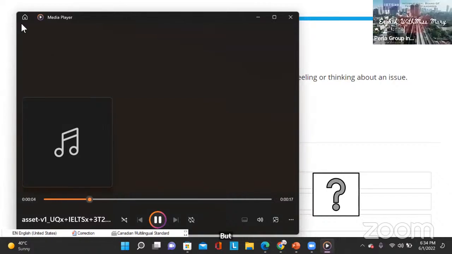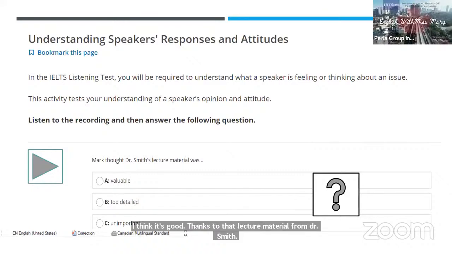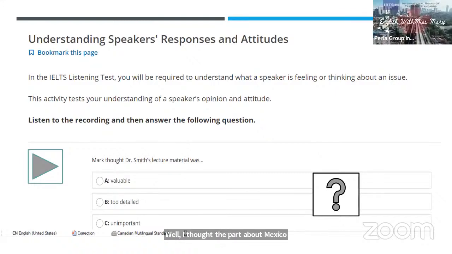Well, I think it's good. Thanks to that lecture material from Dr. Smith. Well, I thought the part about Max Planck's theory was really useful. I included a lot of detail about his experiments.